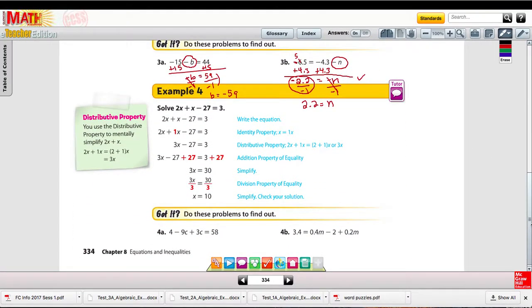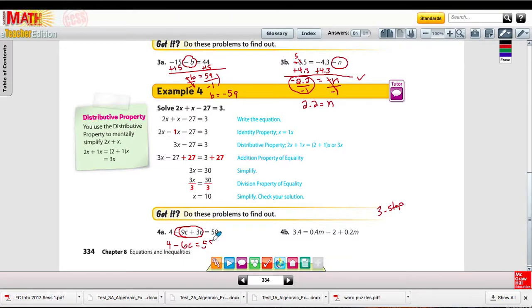Example 4 has us doing actually what I call a three-step equation, because the first thing we're going to do on these is we're going to combine like terms. Okay, and I didn't circle that negative sign there. We have some like terms here. So what we have is 4, and then negative 9c plus 3c is negative 6c, and then we have 58. That's the first step.